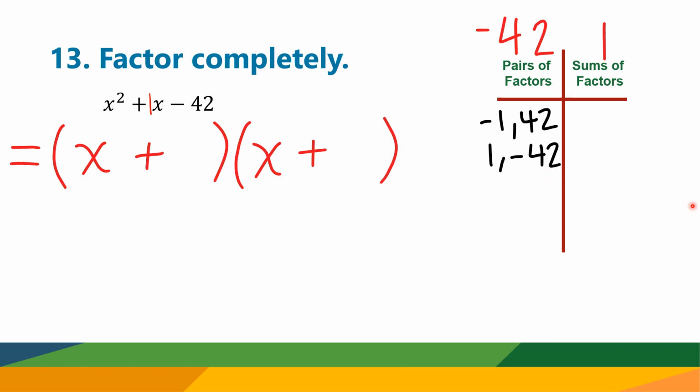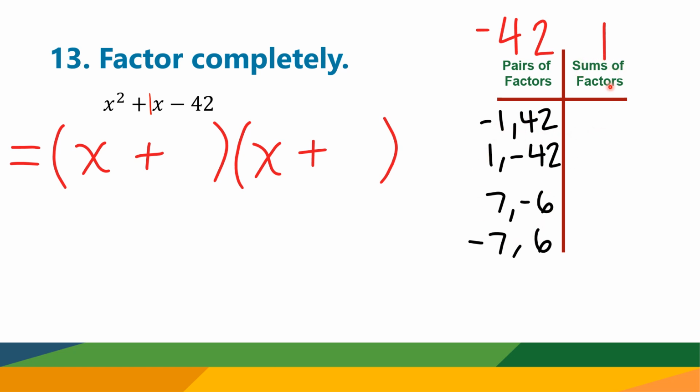What else goes into 42? Probably what's the first one that comes into your mind? 7 and 6? Yes, 7 and negative 6. That would multiply to give you negative 42. And let's flip them around and do negative 7 and positive 6. Right, so all these would multiply to give you negative 42.